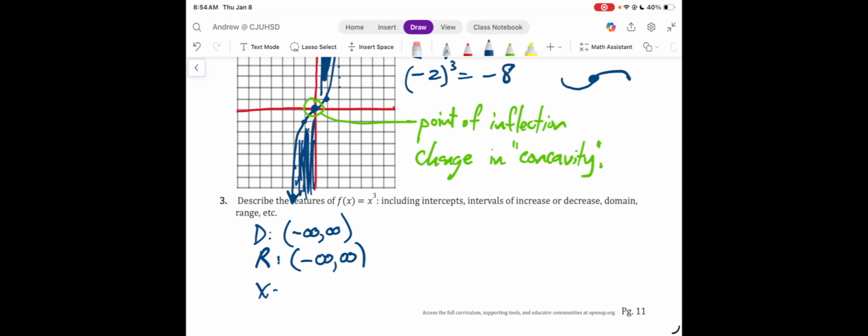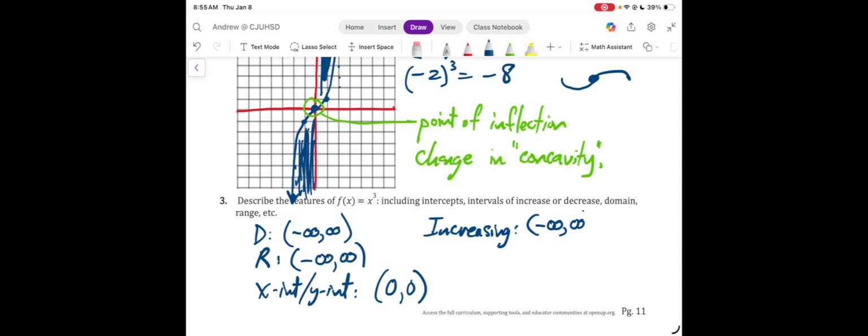The intercepts, both intercepts are at 0, 0, so that would be a good reference point, right? And it's always increasing. So in other words, as you pick bigger and bigger x numbers, you're going to have higher and higher y numbers. So increasing on the entire real number interval from negative infinity to positive infinity. It never decreases in its natural state or its parent graph state.